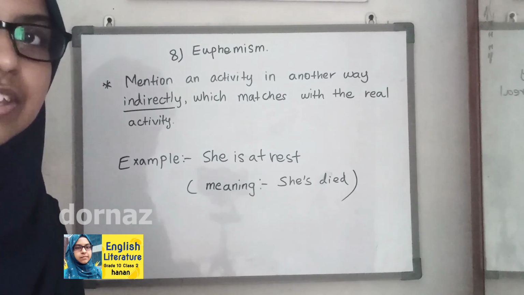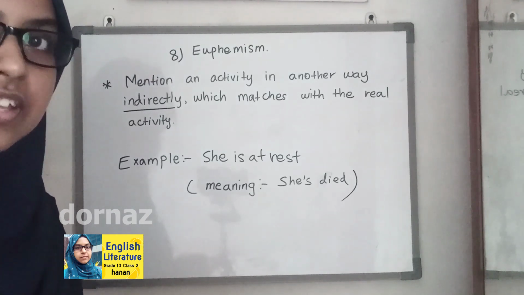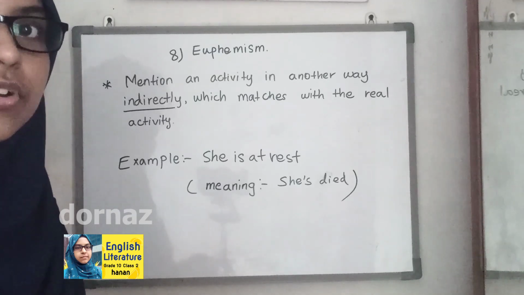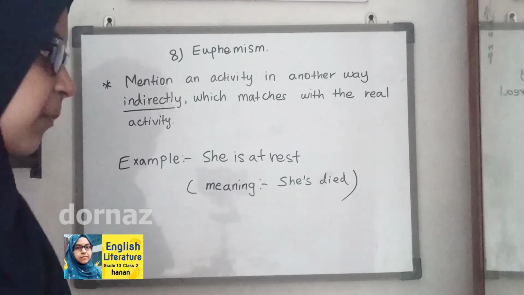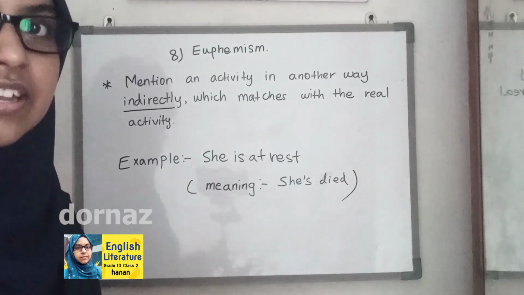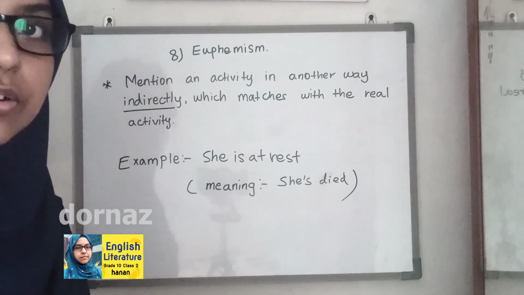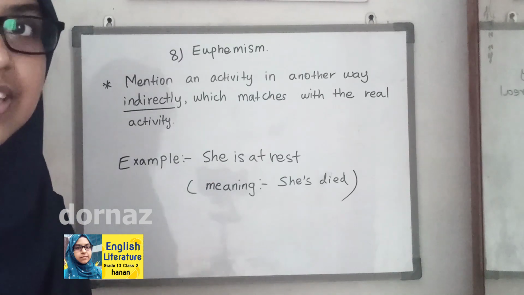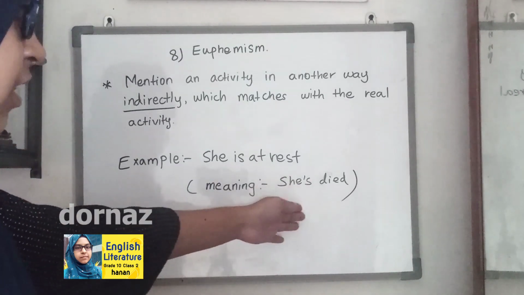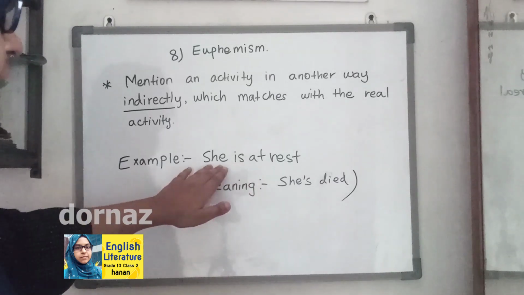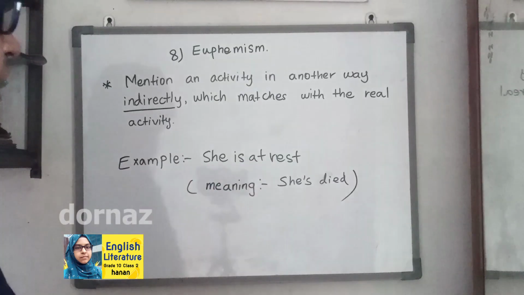We are going to tell that activity in another way, but it will be suitable for the real activity. My grandfather is in heaven now. But this statement talks about my grandfather having died. Like that, she has died. Instead of telling she has died, someone has told that she is at rest. It is called euphemism.